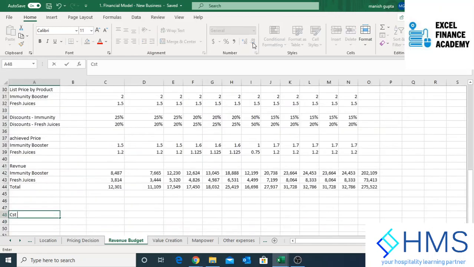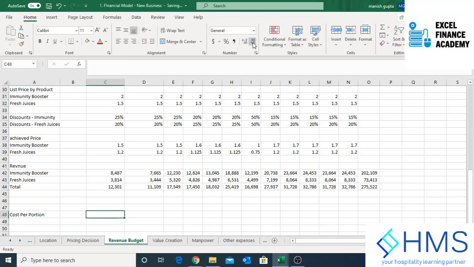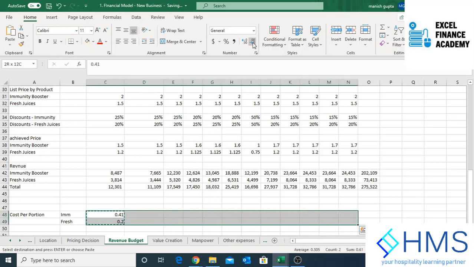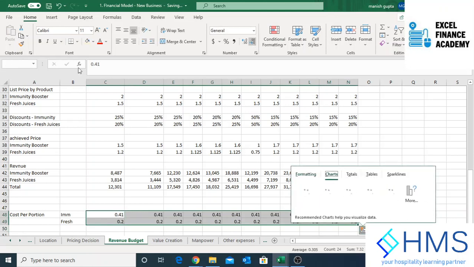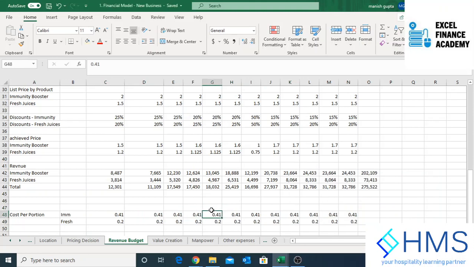So you can say cost in revenue budget itself, cost per portion is going to be 0.41 for immunity booster, and for fresh juice, even though we did not calculate it, we can assume it's going to be, let's say, 0.2. Now ideally the costs are supposed to remain the same throughout the year. However, if you see any seasonal impact, the cost of fresh fruits can be higher. You can always factor that in.